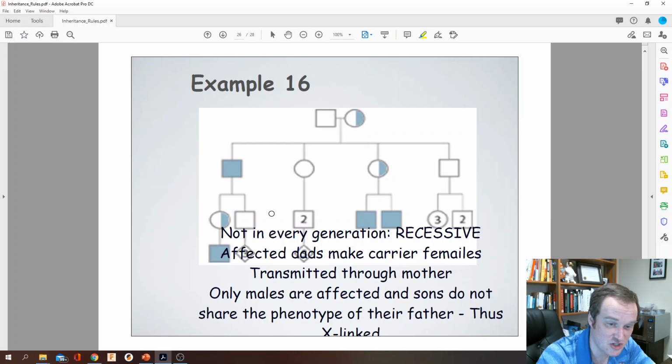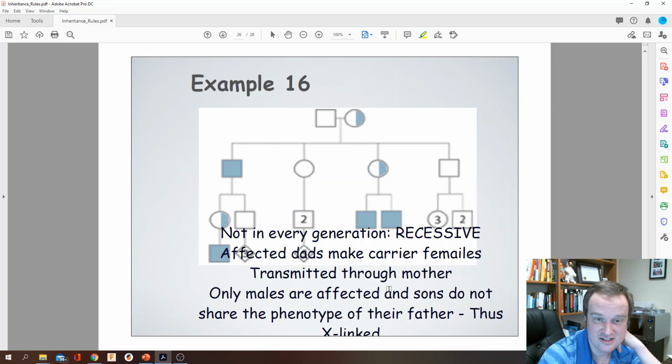So we know that it's recessive because it skips a generation, and the affected dads make carrier families, which is this case right here. It can also be transmitted through the mother, and only males are affected, and sons do not share the phenotype with their father, thus it's X-linked.